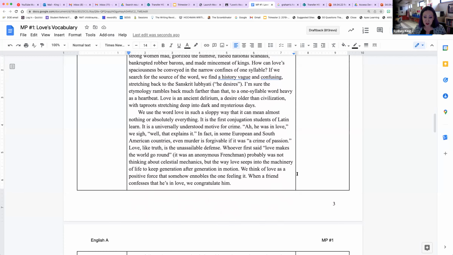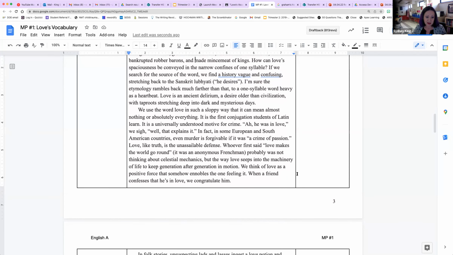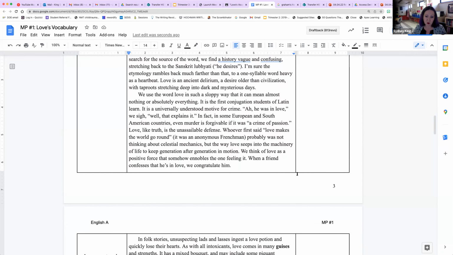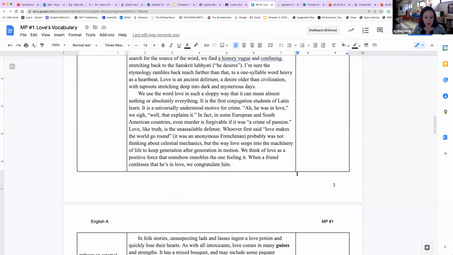It is the first conjunction students of Latin learn. It is a universally understood motive for crime. "He was in love," we sigh. Well, that explains it. In fact, in some European and South American countries, even murder is forgivable if it was a crime of passion. Love, like truth, is the unassailable defense.